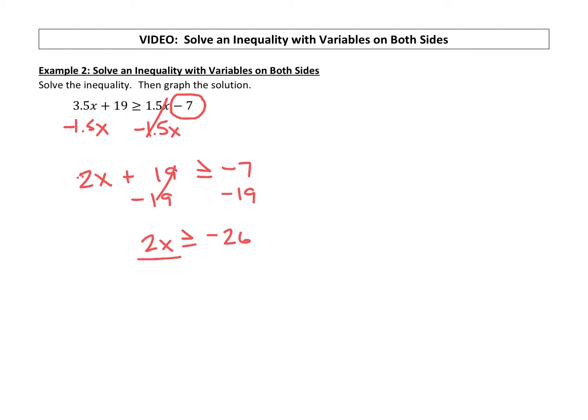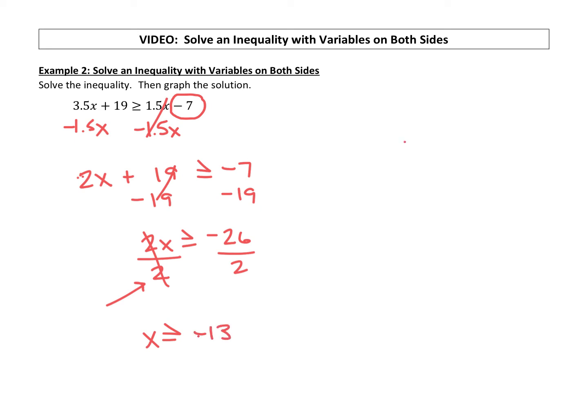Now we're going to divide both sides by 2. So what are we dividing both sides of the inequality by? A positive or negative number? Because that's positive, that's good. Nothing flips. We keep our greater than or equal to. x is greater than or equal to. If that had been a negative number, this inequality would have flipped. Okay, and then negative 26 divided by 2 is negative 13.